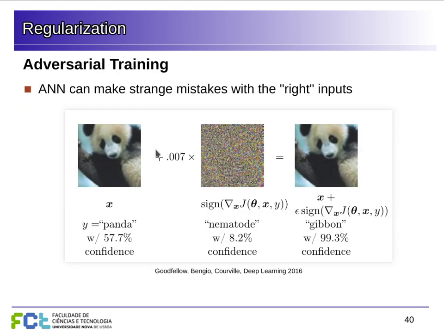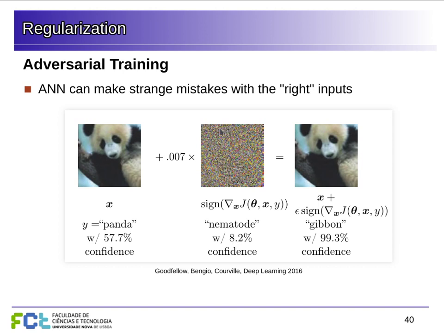Another way of doing regularization is by adversarial training, because sometimes you can add some input to the network that is really designed to trick the network. In this case, you have this image, which the network identifies as a panda with good confidence. This seems like random noise, and the network gives a very small confidence of it being a nematode, but this is only 8.2%, so the network is just saying this doesn't look like anything.